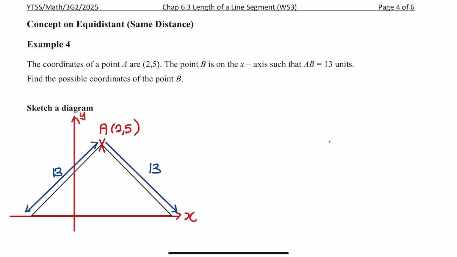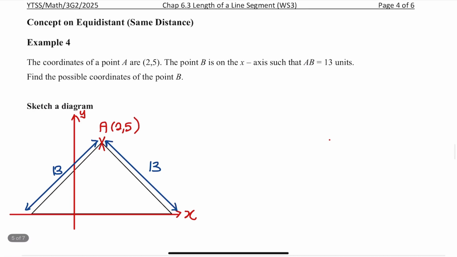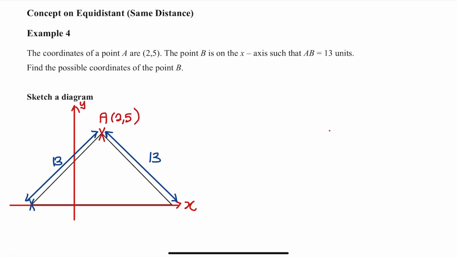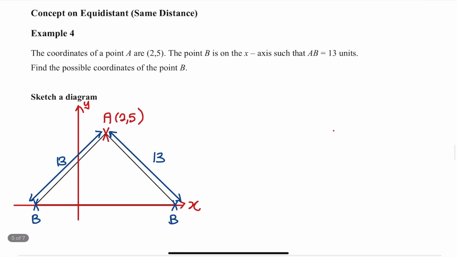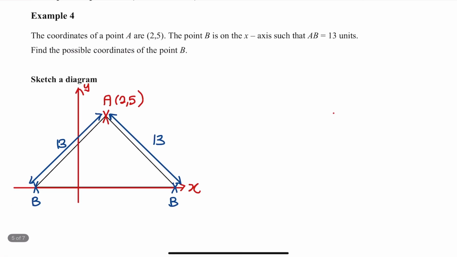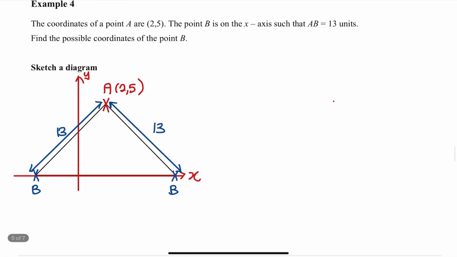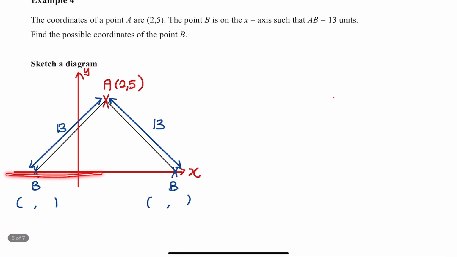Yeah, 13 units. Okay, therefore, this means that point B can be here, or point B can also be over here. Okay, and therefore, since they lie on this x-axis, I know that the coordinates is usually written as something comma something. Okay, since they lie on the x-axis, the x-axis all have different x values. But what do you think is the y value here?